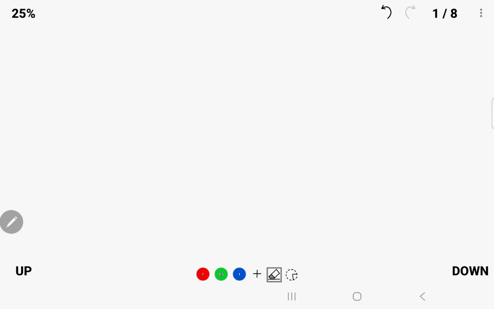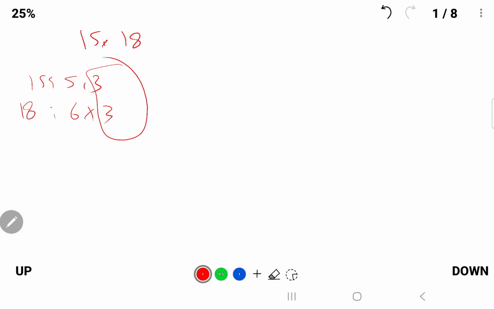Now another example. Let's say you have 15 and 18. 15 is 5 times 3 and 18 is 6 times 3. So we have 3 as a common number between 15 and 18, so the GCF is 3.